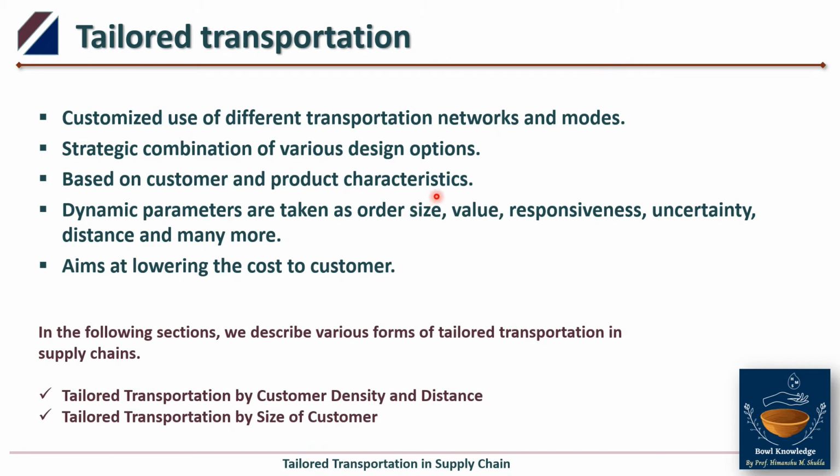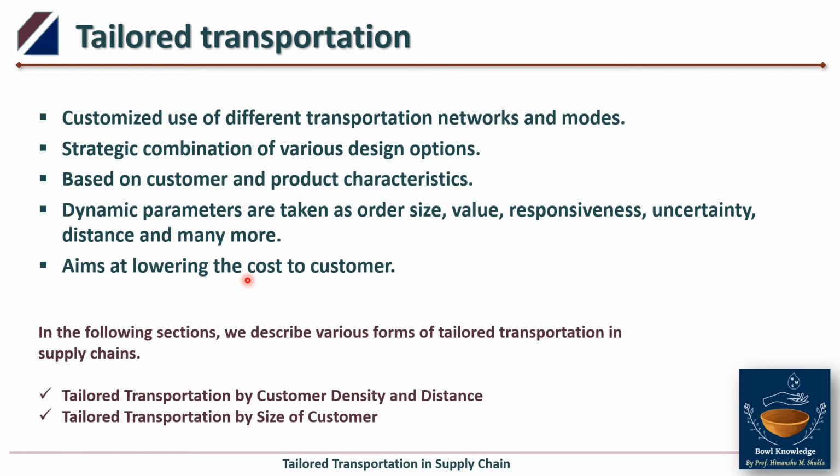You will have to look at all the parameters. The parameters like dynamic parameters, like what is the order size, what is the value, what is the responsiveness. What is responsiveness? Responsiveness of the supply chain. How much it is necessary, what is the uncertainty involved, what is the distance, and many more such factors. So ultimately, tailored transportation aims at lowering the cost to customer, which basically means the transportation cost and inventory cost to some extent.